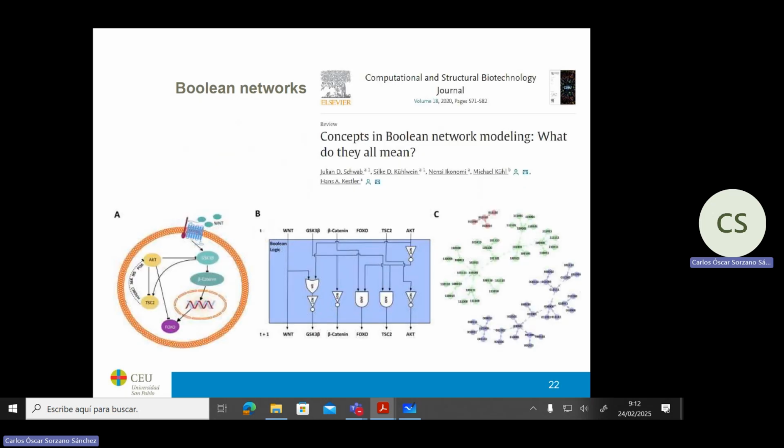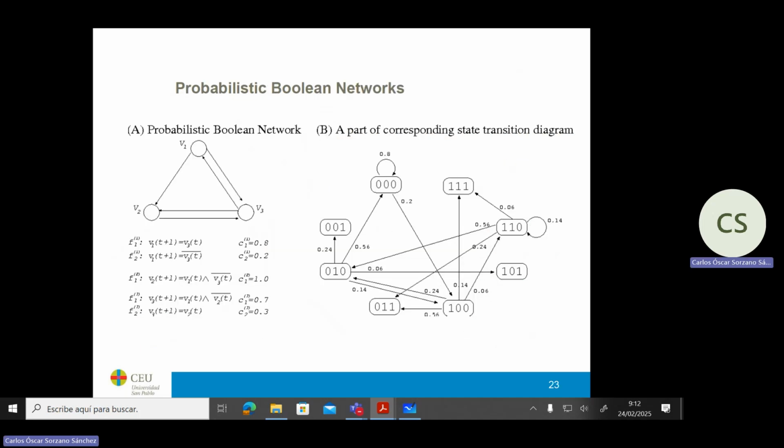A different kind of network is the Boolean network. Boolean networks are an evolution, or a different approach to networks, in which you still have the network relationships, but the relationships are logic functions. So, for instance, we can express how the states of the nodes will evolve over time.